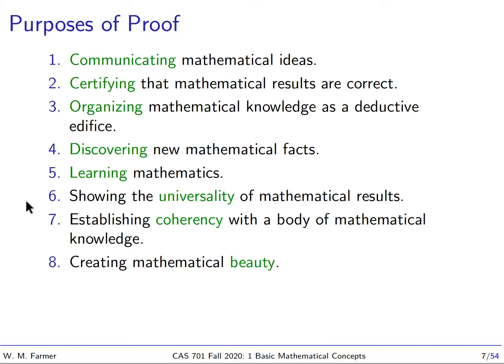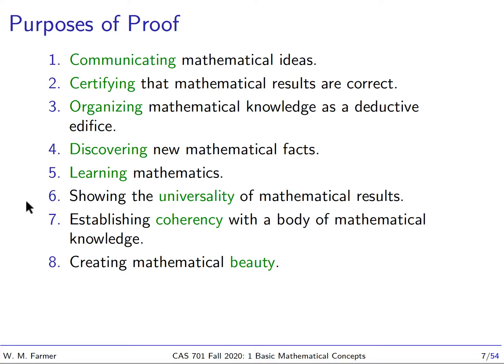that satisfies those conditions. Now, another purpose of proof is to establish coherency. If we have a well-understood body of mathematical knowledge and we make a discovery, at least if we think we've made a discovery, we want to know if that thing we've discovered hangs together with our body of mathematical knowledge. Proofs are a way of showing that new results are coherent with old results.